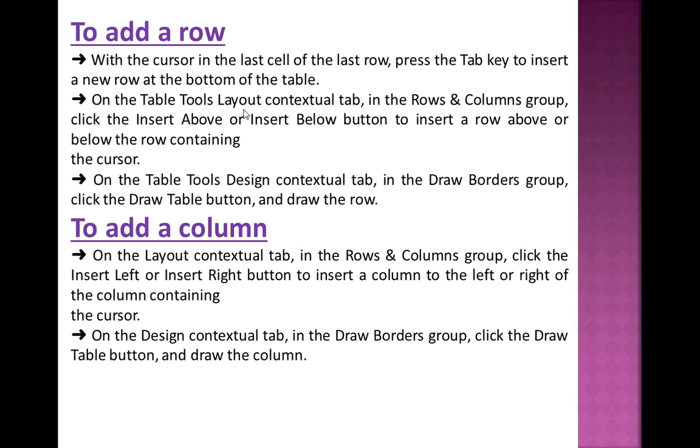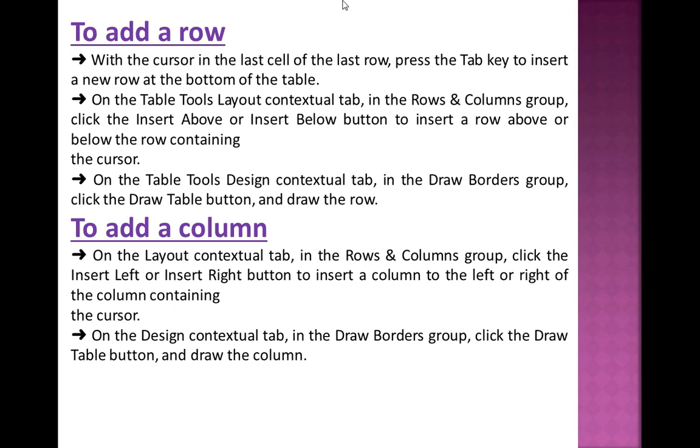Then second point is that on the Table Tools Layout contextual tab in the Rows and Columns group, click the Insert Above or Insert Below button to insert a row below or above the row containing the cursor. Means you can either opt for a row below or a row above. Below the row or above the row where the cursor is blinking, it automatically inserts the row either on the below side or the above side.